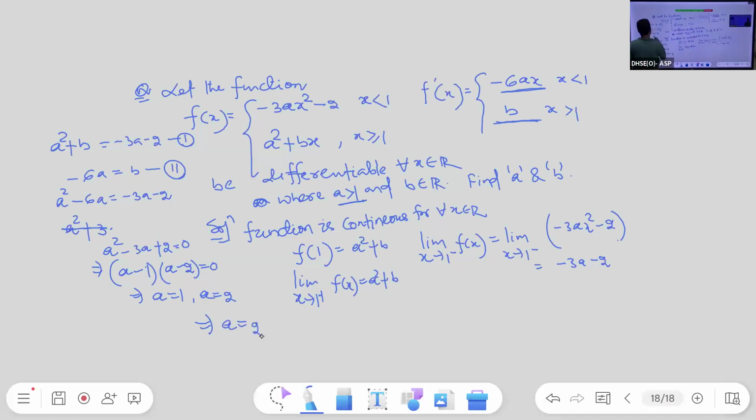If a is equal to 2, then what will be the value of b? B is equal to minus 6 times a. This is equal to minus 12. Okay, got it?